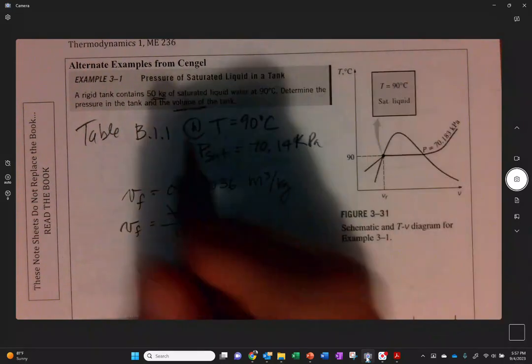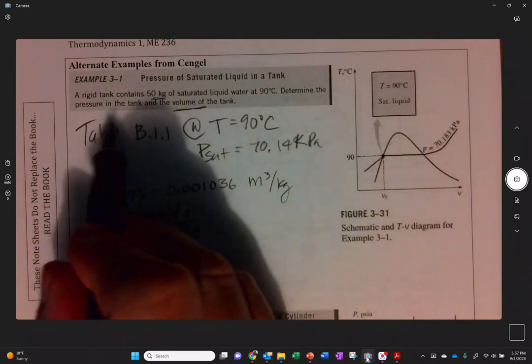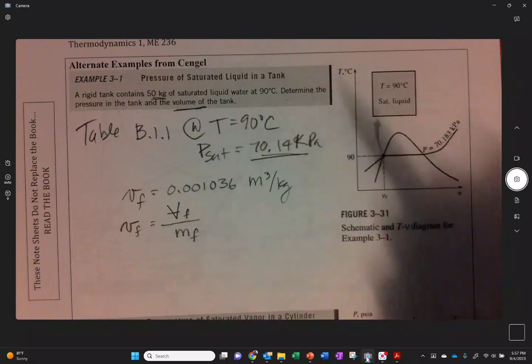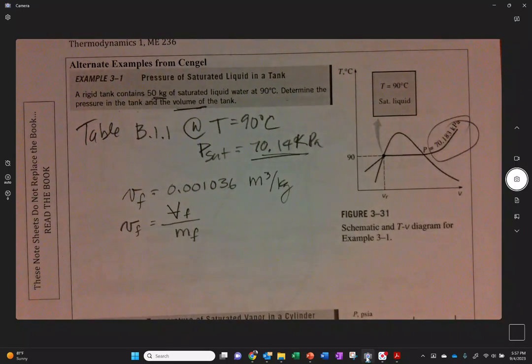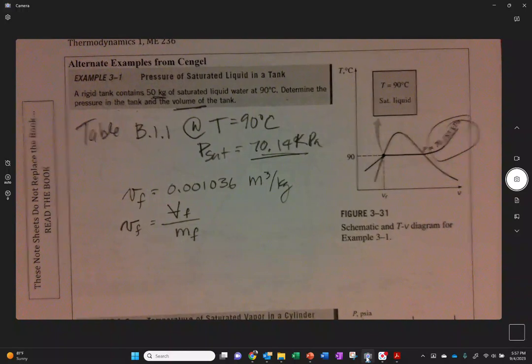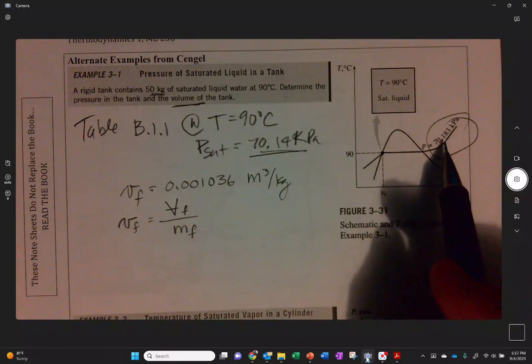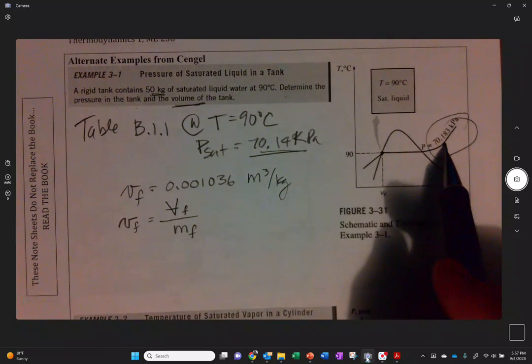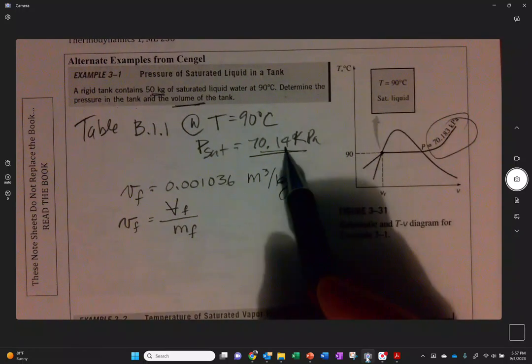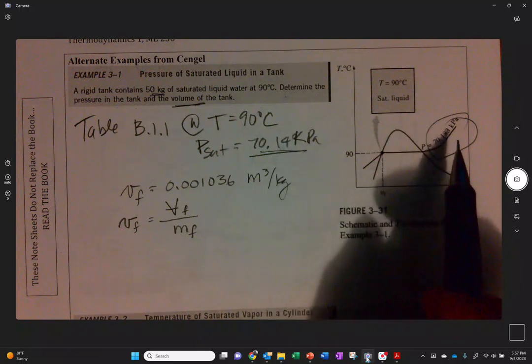So first off, they asked, determine the pressure in the tank. Well, that's this right there, right? You can see, like right over there, they said that's the pressure in the tank. Is it the same as the other? Did I write that wrong down? I might have left that at 8. Look it up again.